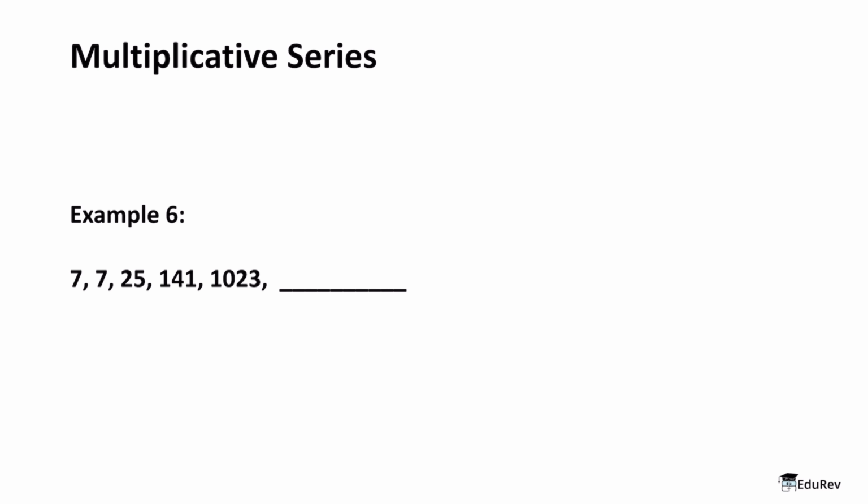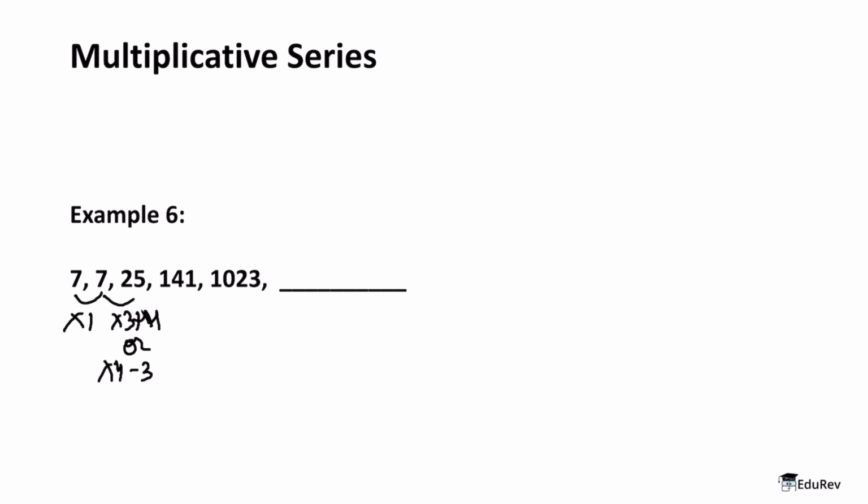So it's 7, 25, 141 and 1023. And then we have to find the next number. So again the series is increasing at a very fast rate, so we use the multiplicative method here. 7 into 1 is 7. And then 25, so it's basically into 3 plus 4, or we could say into 4 minus 3. Right? We could put it in any other form, in any form.